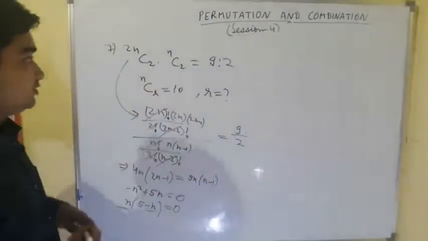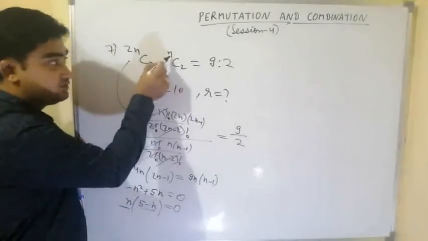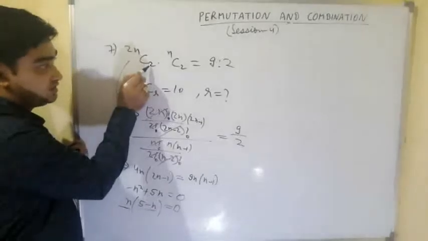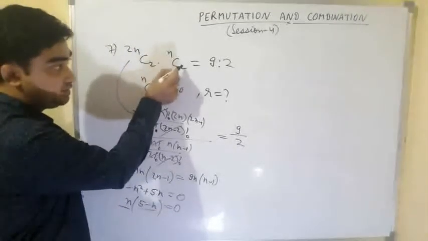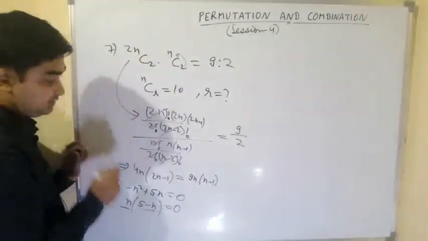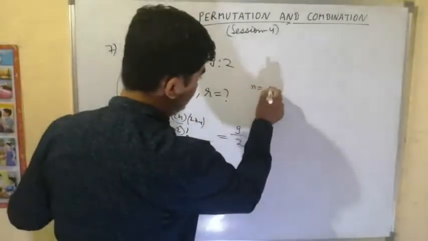n cannot be 0 because it is not possible to select 2 objects out of 0 objects. It is also not possible to select 2 objects out of 2 into 0 objects. So n is always greater than or equal to 2. That means feasible answer is n is equal to 5. So answer is n is equal to 5.